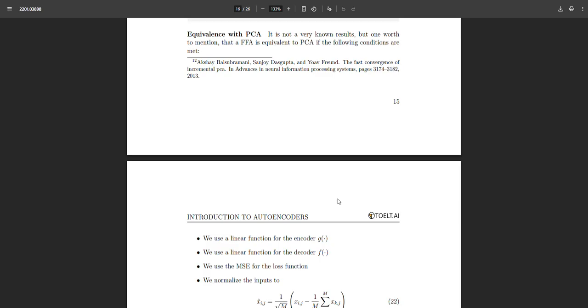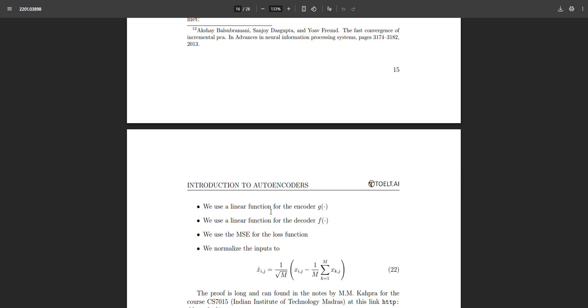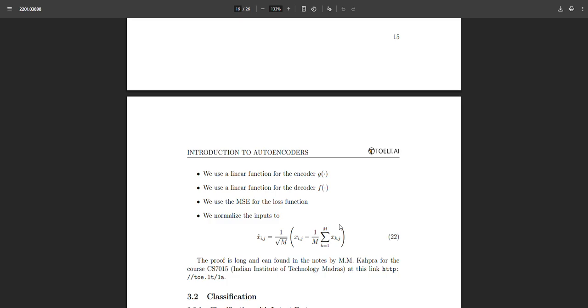A feed-forward autoencoder, or FFA, is actually equivalent to PCA if the following three specific conditions are met. First, we use a linear function for the encoder. Second, we use a linear function for the decoder. And third, we use the mean square error for the loss function. This equivalence demonstrates that a basic linear autoencoder is performing the exact same dimensionality reduction as PCA. But by simply adding nonlinear activation functions, the autoencoder gains the power to learn far more complex nonlinear representations, making it a superior tool for modern day analysis.